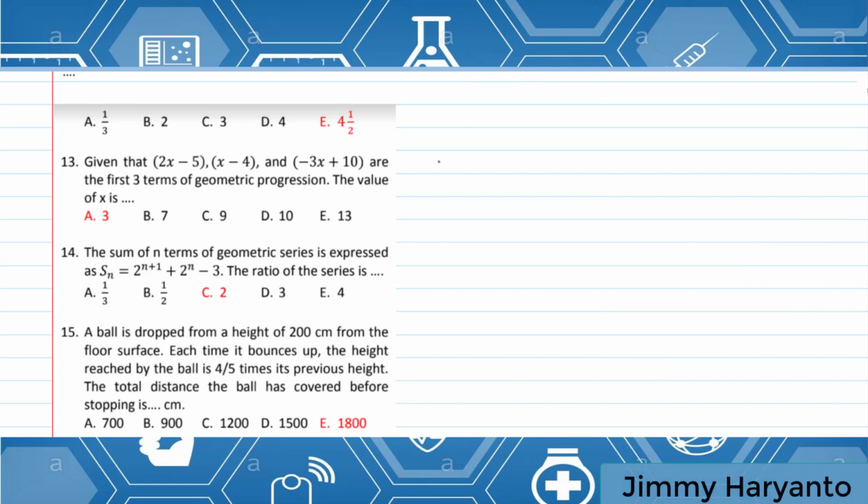Number 13. I have 2x minus 5, and then x minus 4, and then -3x plus 10 for the first 3 terms of a geometric progression. If we take a look at number 2 before, there are questions like this, but it is for arithmetic. For arithmetic, we know that the difference will be the same, but for geometric, the ratio should be the same.